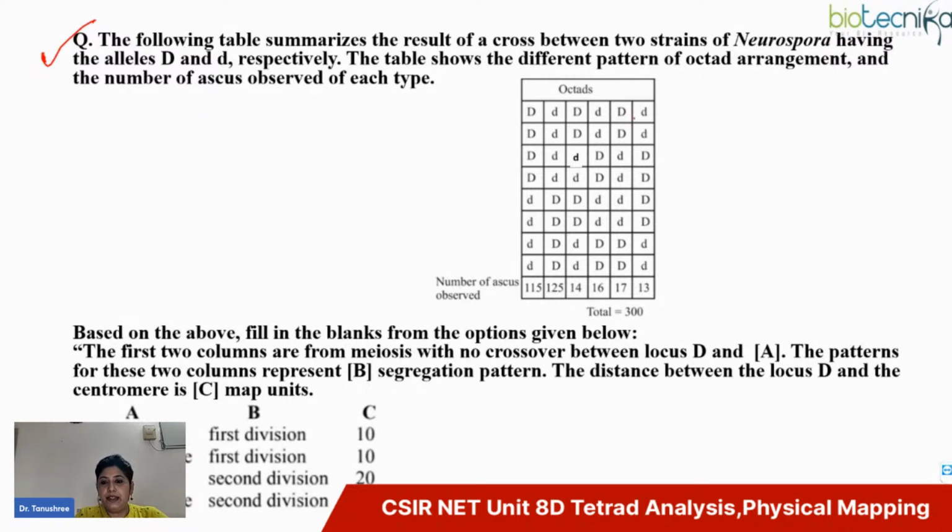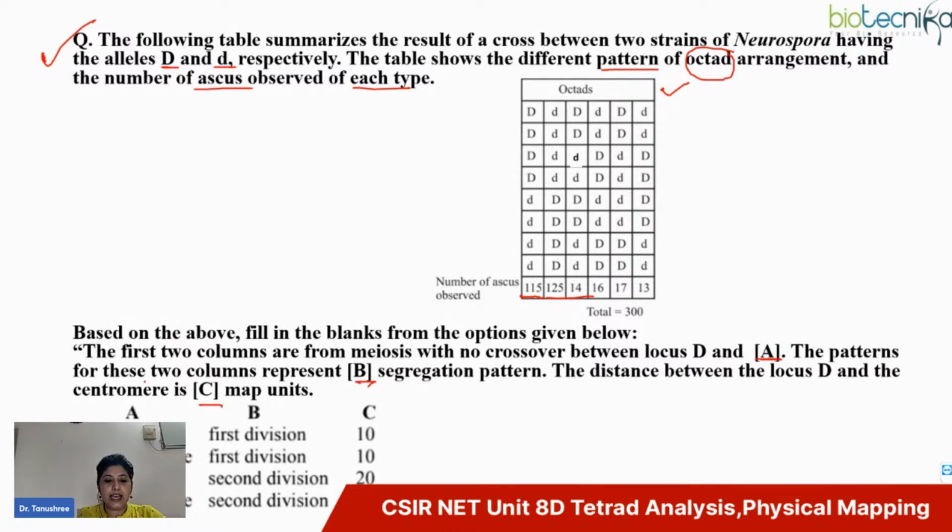The following table summarizes the cross between two strains of Neurospora having alleles. So these two are the alleles. In the previous example I took A, right? So here it is D. Now the table shows different patterns of octad arrangement, right? That is 8 haploid spores. And the number of asci observed of each type, right? So here you can see the number of asci observed mentioned in the last row. Now, based on the above, fill in the blanks from the options given below. So here you have to fill in A, B, and C.